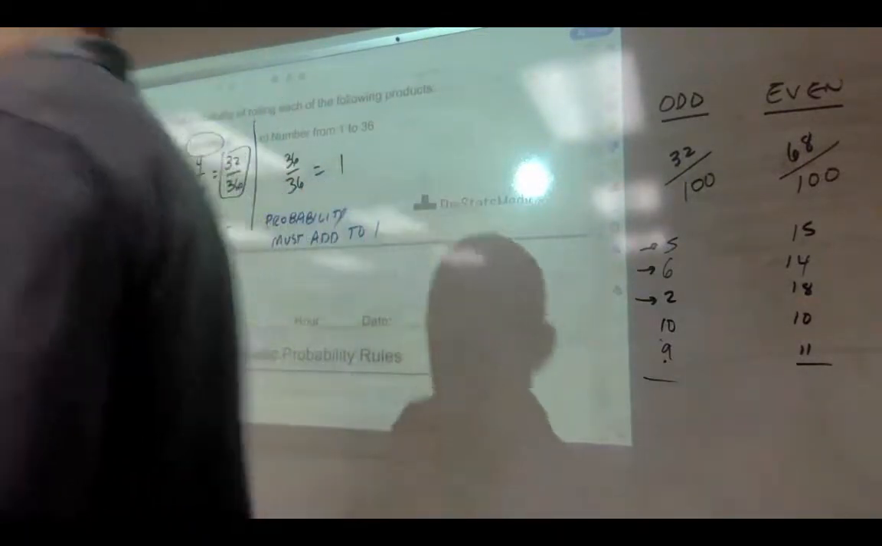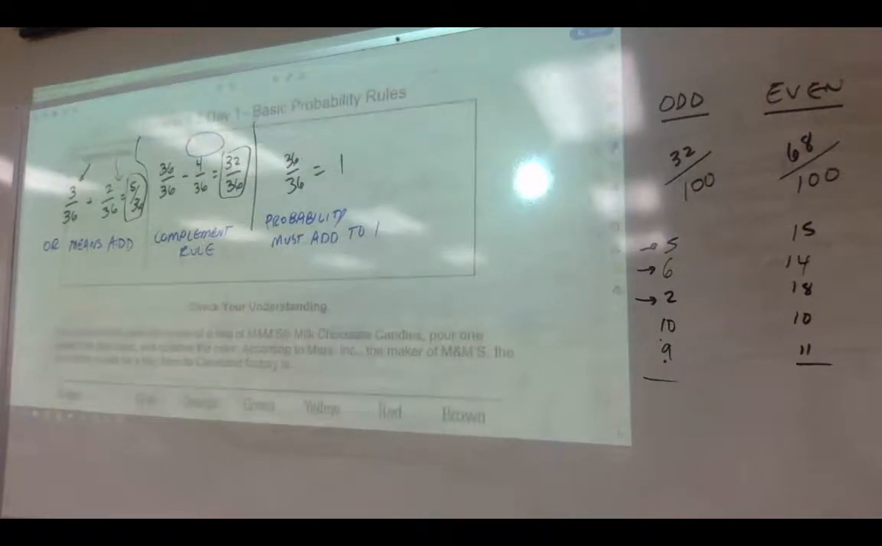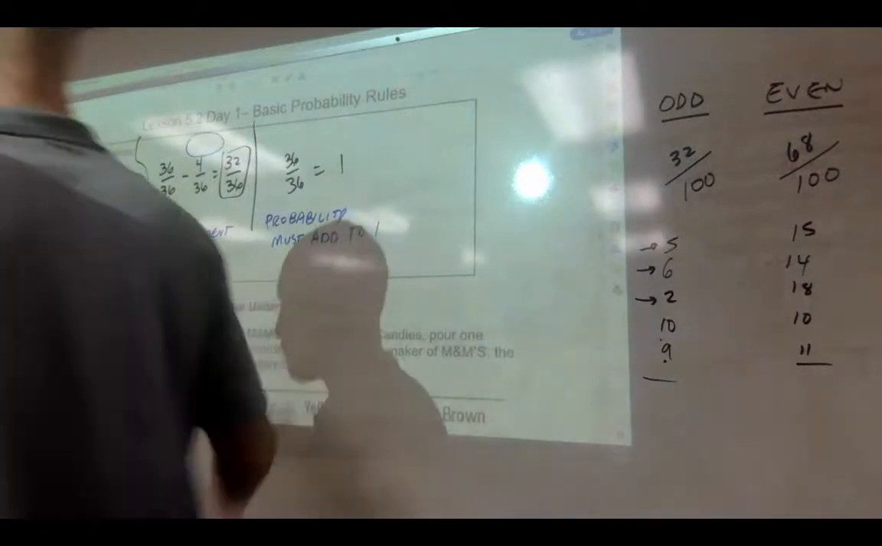All outcomes must add to 1. The probability of all outcomes must add to 1. Meaning you add them all up, the probability of any event happening will be 1. Does that make sense? You guys with me? I don't understand the last one. What is that? Probability must add to 1.